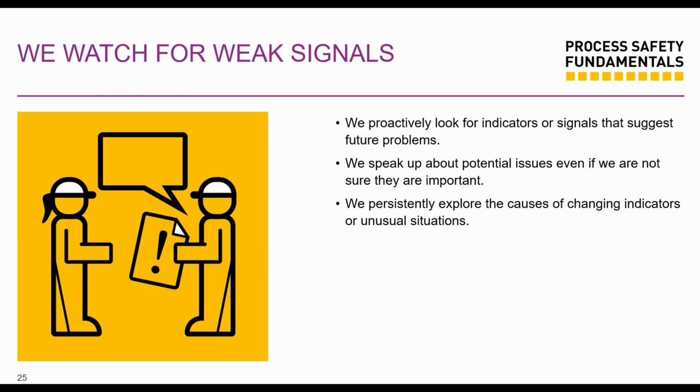So you need to proactively look for indicators or signals that suggest future problems. Speak up about potential issues, even if we're not sure they're important. You just have this minor, you're going 2, 3, 4, 5 kPa above pressure. It's normal, but hey, it might not be normal. You're having these constant leaks from this pump, tiny leaks, but they are weak signals, and it's your site speaking to you, telling you, hey, I need some love, I need some maintenance. So we should persistently explore the causes of changing indicators or unusual situations.